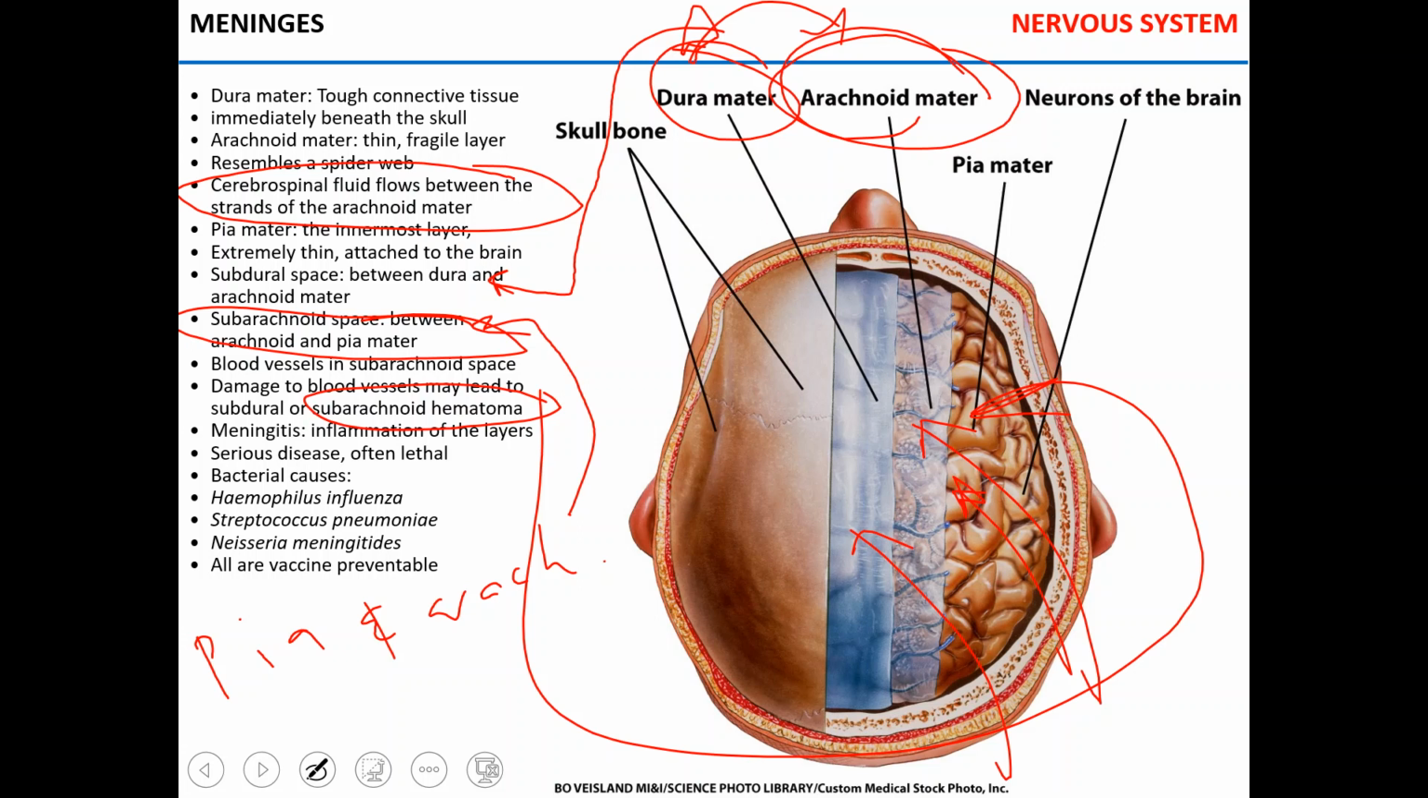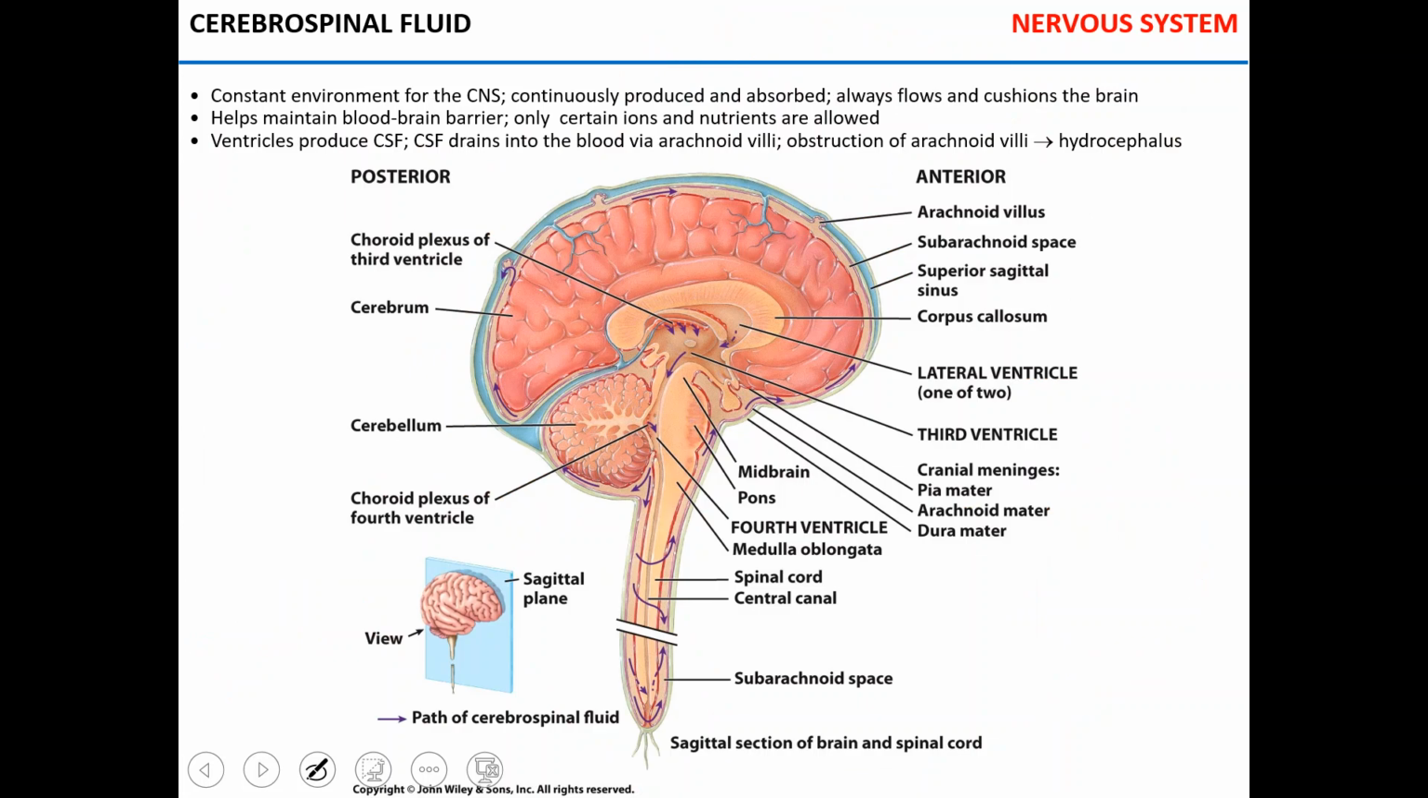Now, inflammation of meninges, called meningitis, is an extremely severe condition, usually caused by bacteria. It can be caused by viruses and other infectious agents, but most importantly, it's bacteria. This trifecta, Haemophilus influenzae, Streptococcus pneumoniae, and Neisseria meningitidis, are 3 causative agents of the meningitis. All 3, by the way, are completely vaccine preventable.